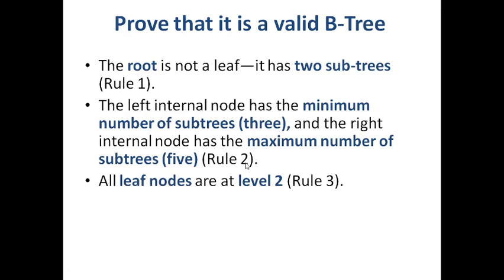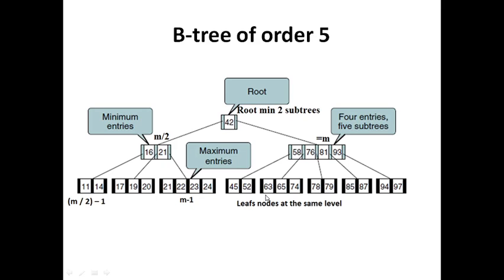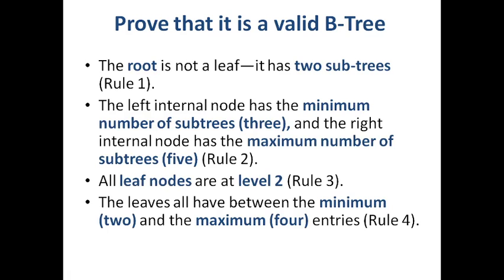And thirdly, all the leaf nodes are at level 2. All the leaf nodes have to be at the same level, and you can see that the leaves are all at the same level. Therefore the tree is a valid B tree. Because these conditions are fulfilled by the given B tree, it is said to be a valid one.